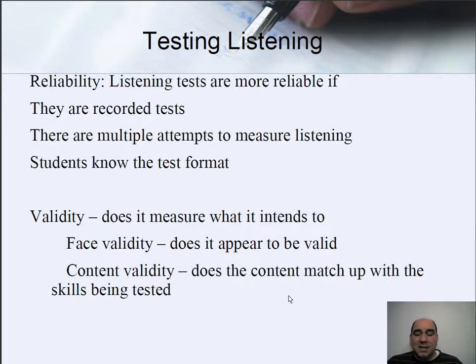Content validity: does the content match up with the skills that are being taught? So you're giving a test, and you're testing to see if they understand a specific phoneme or specific vocabulary, or whether they can get the main idea, get the gist out of a story type of thing. There are different types of tests that you do. And does the test that you're offering actually match up with what they studied? Does the test element actually match up with the elements that they were studying?